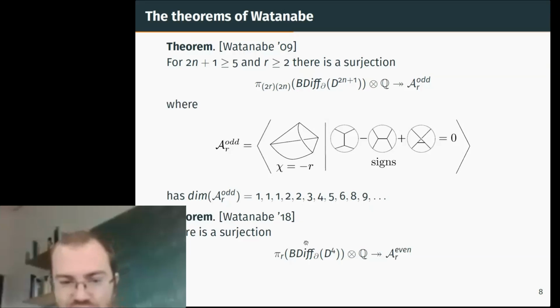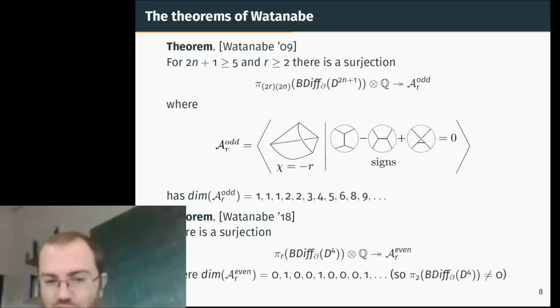And he proved a very similar statement that the homotopy group pi r of this surjects onto something I've called AR even. If I tried to write out what it was, I would write exactly what I wrote here, because the difference between the even and odd decorations are exactly to do with what these signs are, which I didn't tell you anyway. So it's of a similar flavor. It's trivalent graphs modulo IHX with certain signs, but the signs obey slightly different rules. In particular, it's a different vector space. They have different dimensions, but the first few are also known, and they're not all 0.